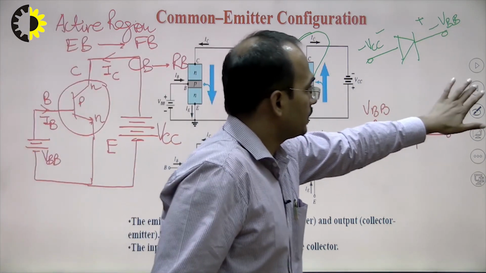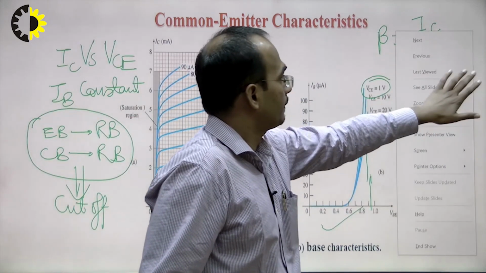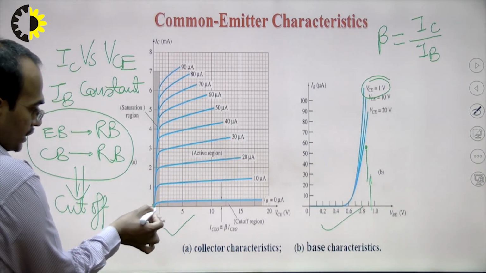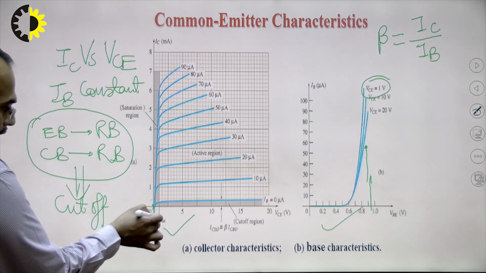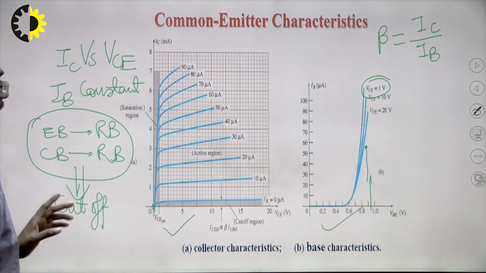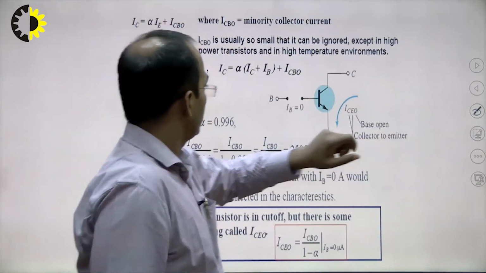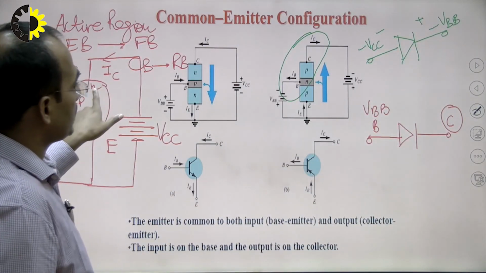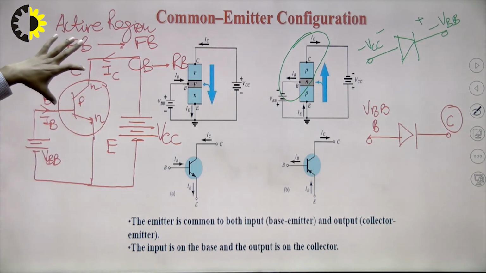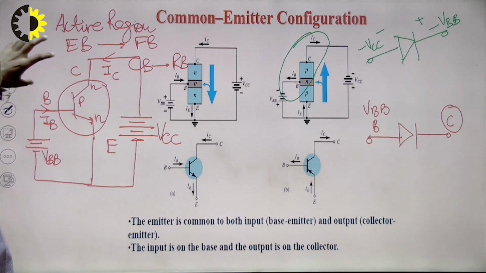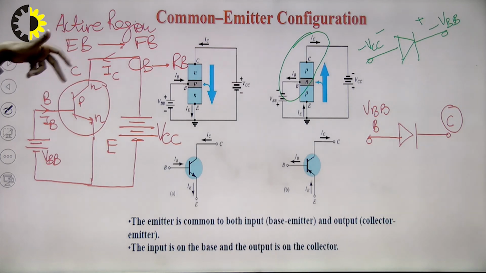So, from this graph it is shown that at this particular value of Vce, the collector voltage is less than the base voltage. For making this collector base junction reverse bias, the collector voltage should be greater than the base voltage. If the collector voltage is less than the base voltage, what will happen? This junction will be forward bias.